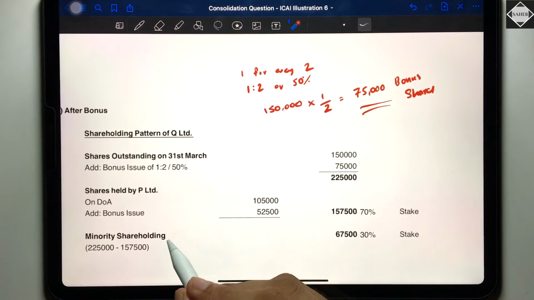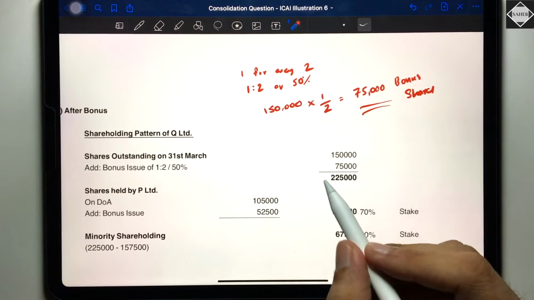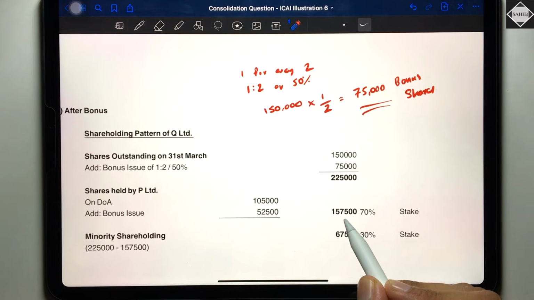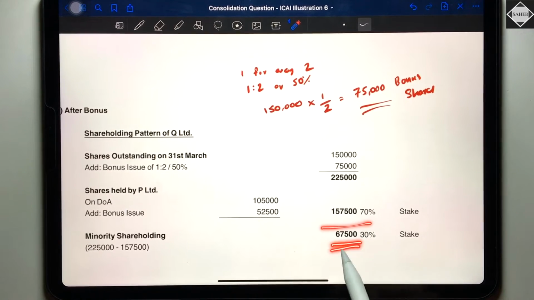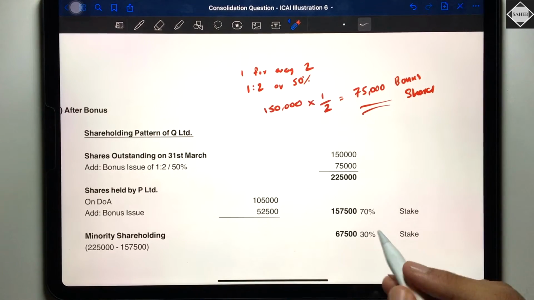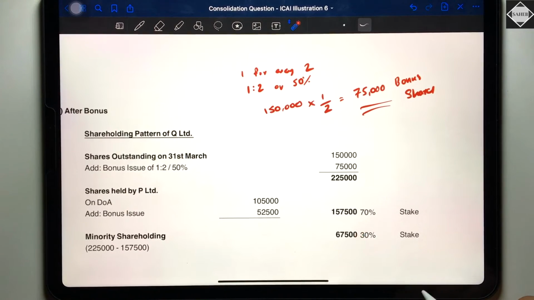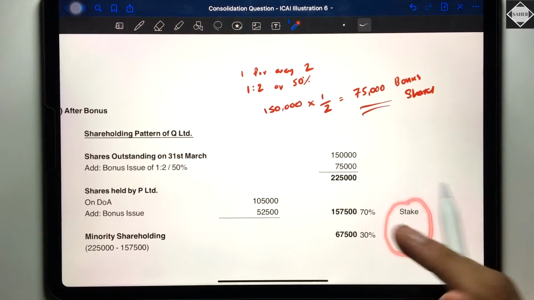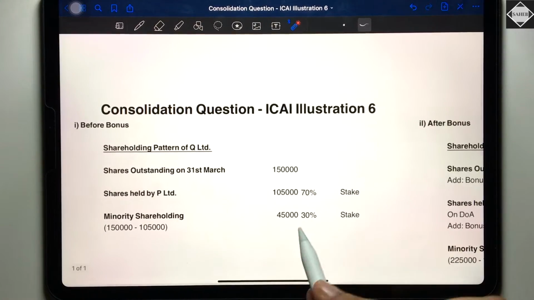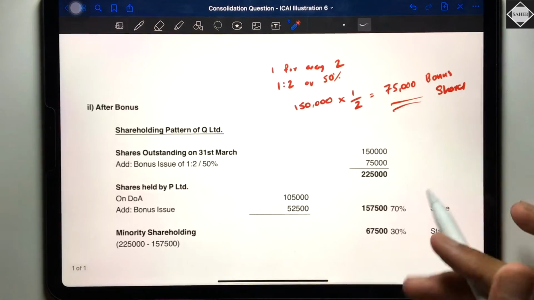And then how will you do the minority shareholding? Really simple. Just take 2,25,000 and subtract 1,57,500. You will get 67,500 as the shares held by the minority. And then just divide these two. Both are inclusive. So that will be 30% stake. So you see, the stakes before and after bonus are the same. Before bonus 70-30%, after bonus also 70-30%.